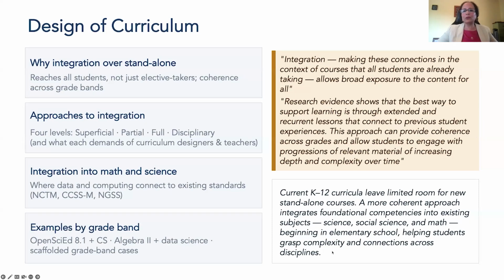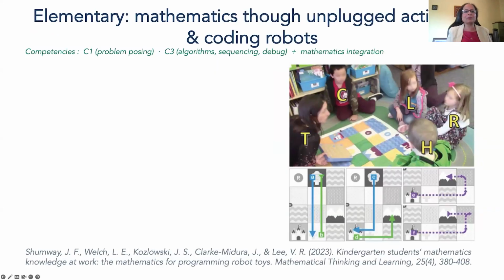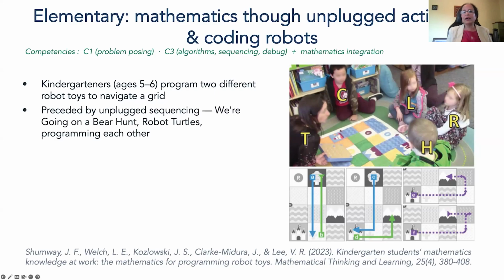And so what I'm going to do now is look at 6 examples by grade band. And these all come from these couple of chapters. The first one is a primary school example. It comes from Shamway and colleagues. Kindergartners engage in unplugged algorithmic thinking, such as sequencing the events of books like We're Going on a Bear Hunt, or programming each other to move around the classroom, and games like Robot Turtles.